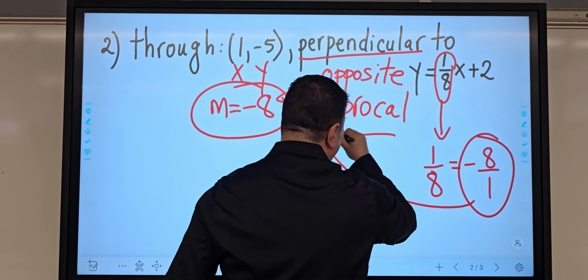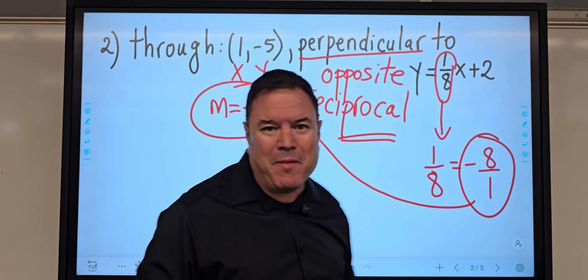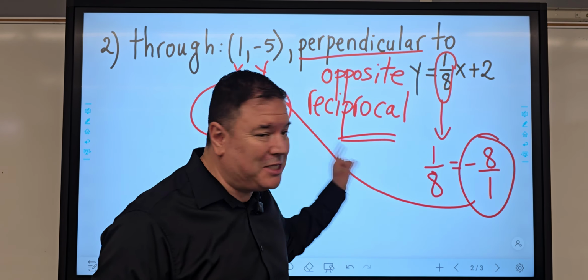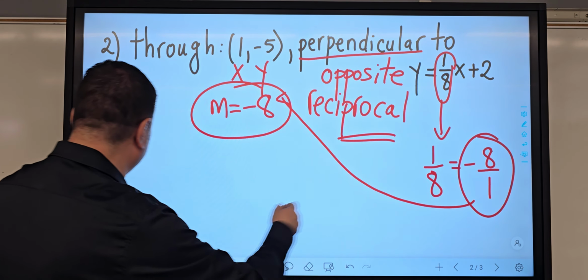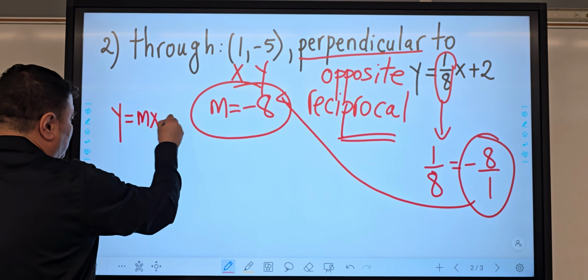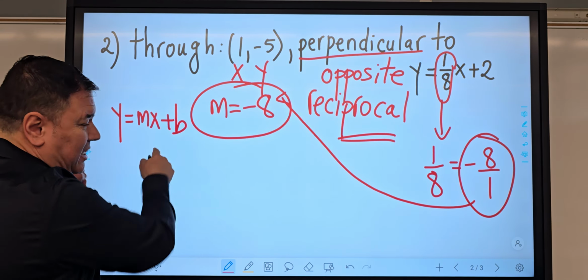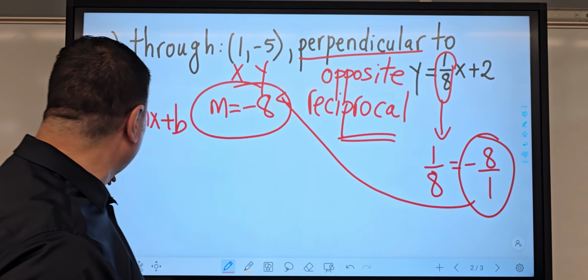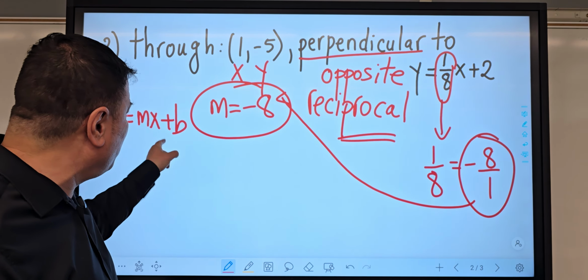Don't forget that very, very important concept in mathematics, opposite reciprocal. And now let's solve this. Let's write the equation of the line, y equals mx plus b in slope-intercept form. And then let's substitute for y, m, and x to solve for b.